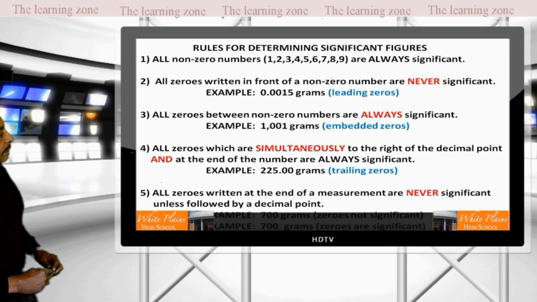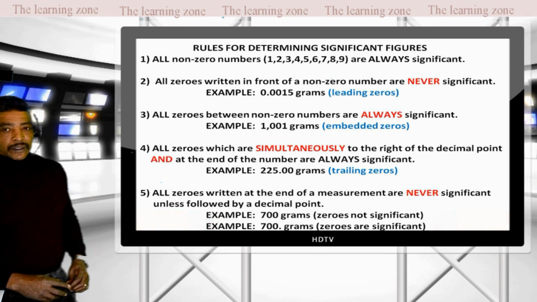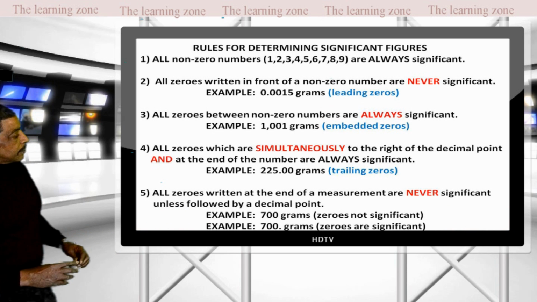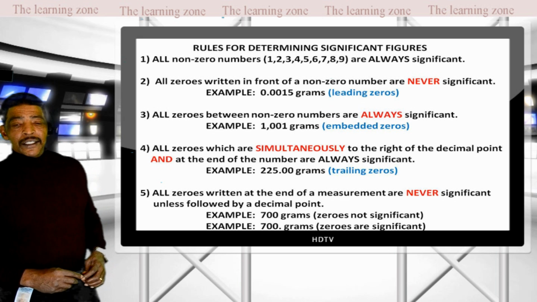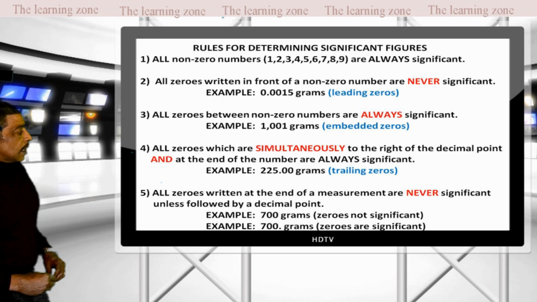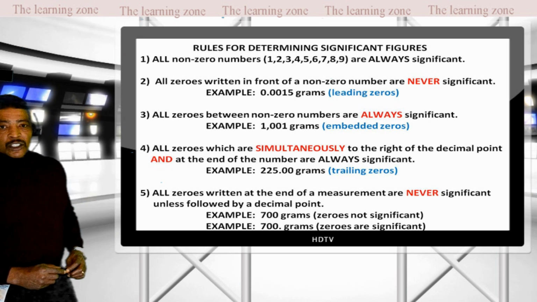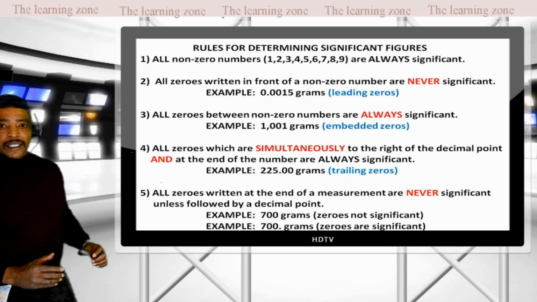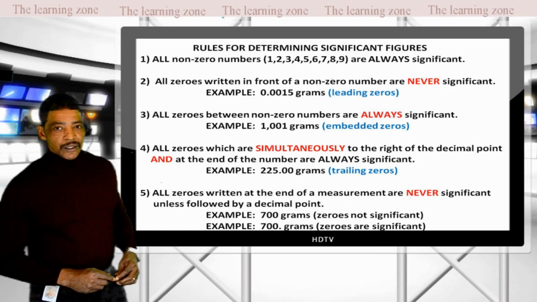And number 5, all zeros written at the end of a measurement are never significant unless followed by a decimal point. For example, 700 grams contains 1 sig fig because there is no decimal point after the zero. However, by placing a decimal point after the last zero, the measurement now becomes 700. grams, which indicates that the measurement contains 3 significant figures.